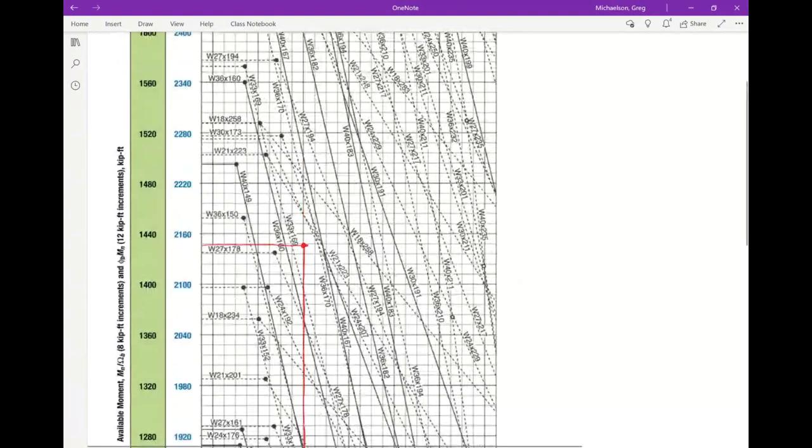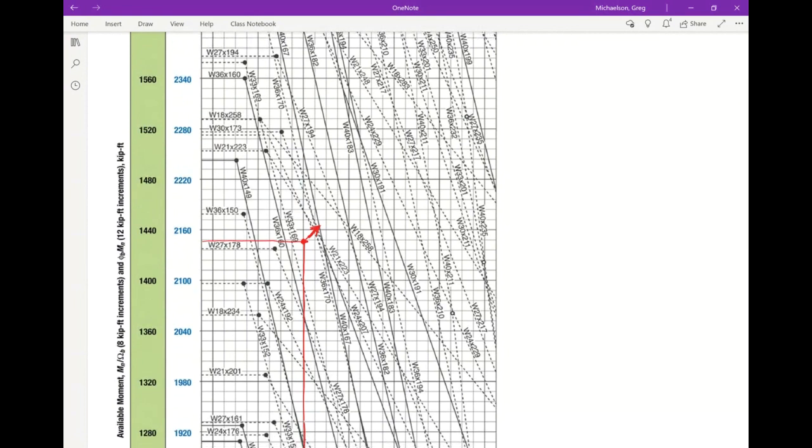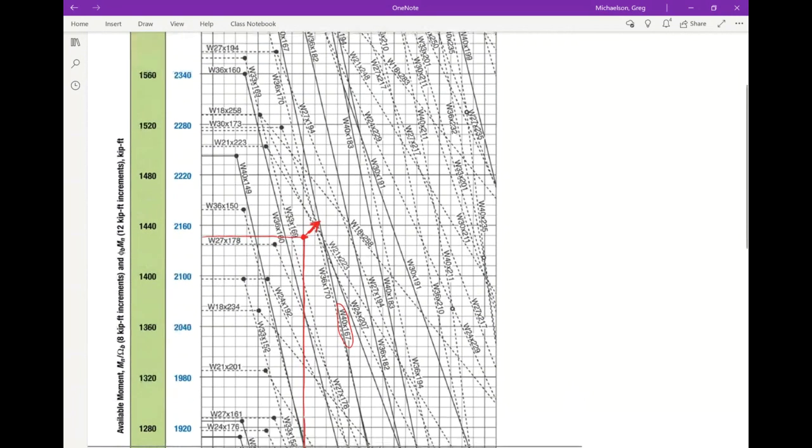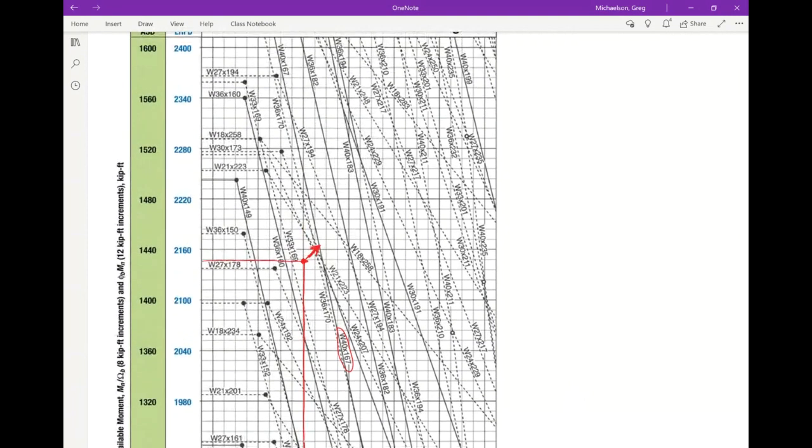And so what do I do? I go up and to the right. And so that's this one right here. And if you're having a hard time reading it, you just follow along that curve. There's a label up here. And you should see that's a W40 by 167. So Mr. Walker's exactly right.